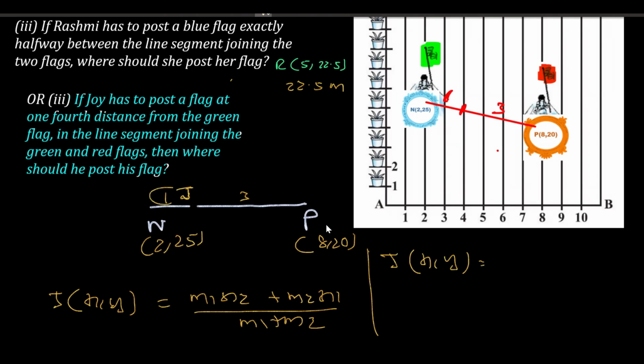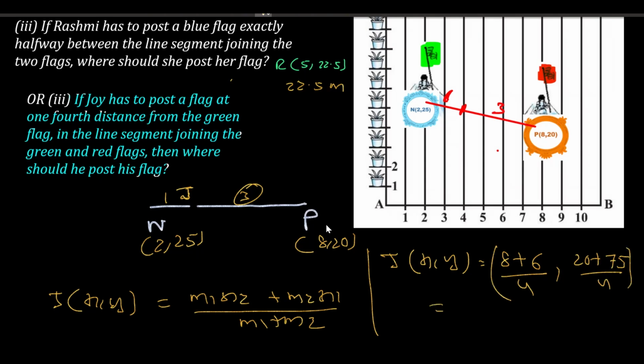So what is m1? m1 is 1, the ratio here. So 1 into x2, that is 1 into 8, plus m2 x1, that is 3 into 2, which is 6, divided by m1 plus m2, which is 1 plus 3, which is 4. Now similarly, we can get its y coordinate. It is m1 y2, so 1 into 20 is 20, plus m2 y1, that is 75, divided by m1 plus m2.